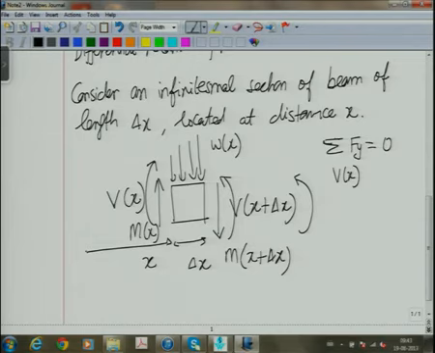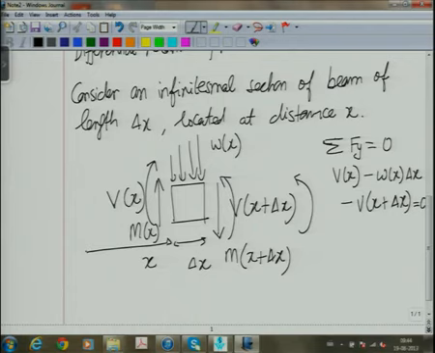So that means I write V of x, this is positive upwards, minus W of x delta x, minus V of x plus dx, is equal to 0.